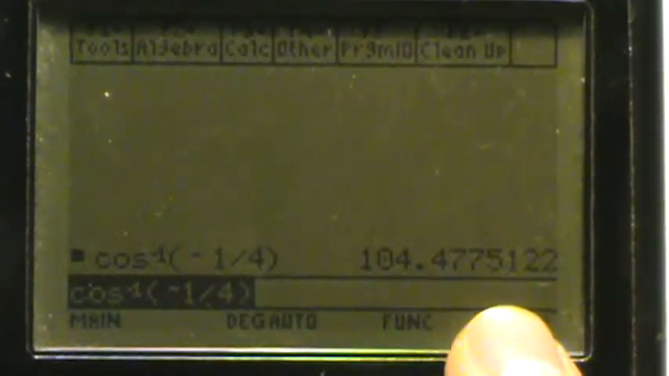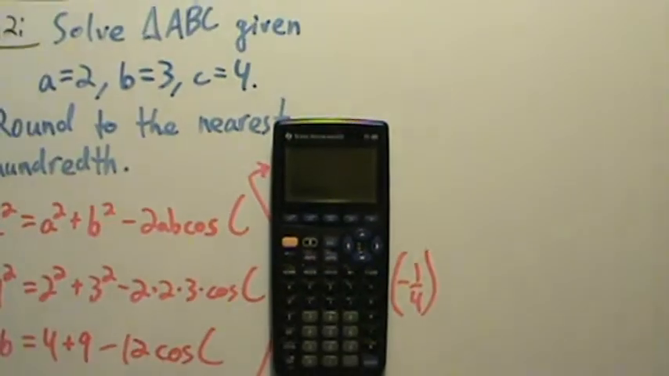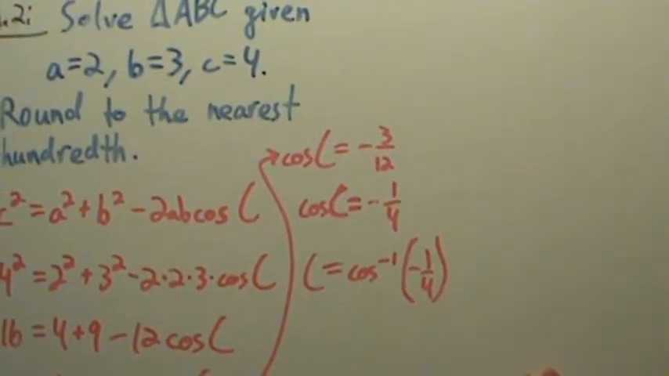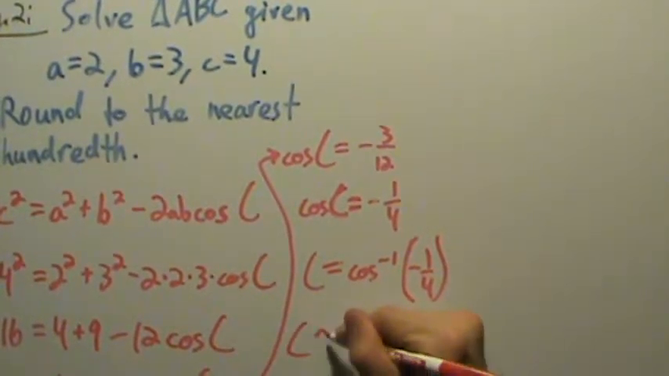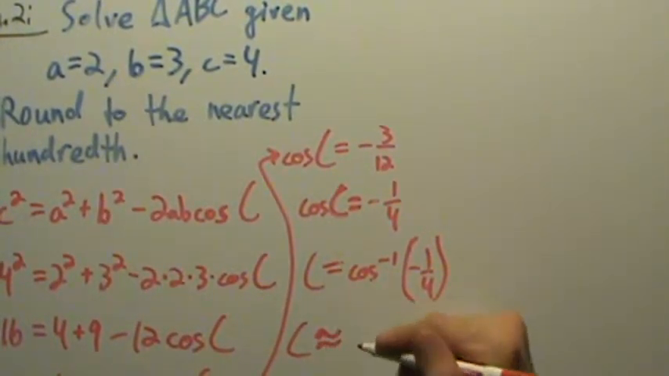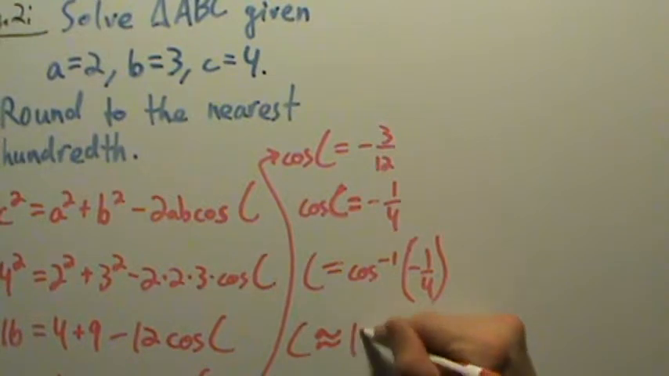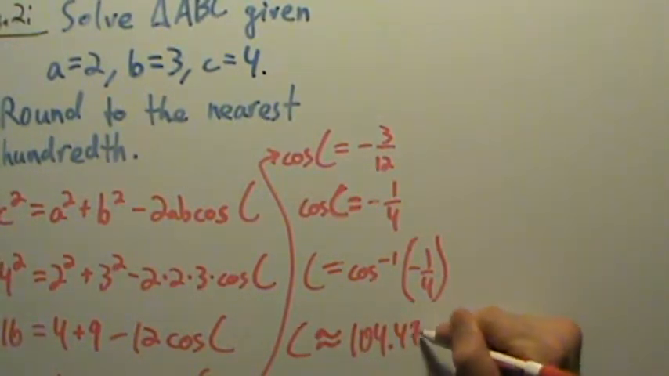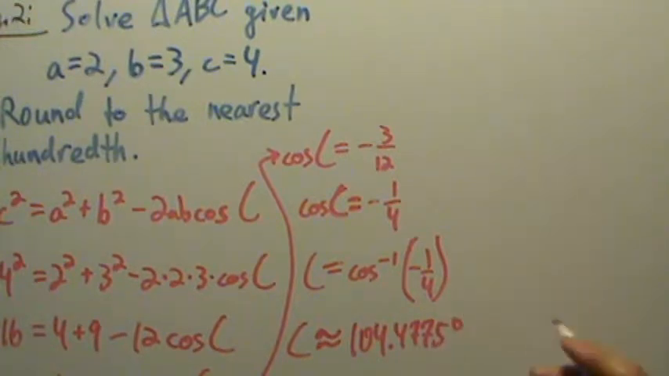But along the way, let's keep 4 decimal places in case we have to use these approximations to get other answers later. Like we always say, we don't want to use approximations to find other answers, but if we have to, let's keep more decimals than we need in the end. So C is approximately 104.4775 degrees.